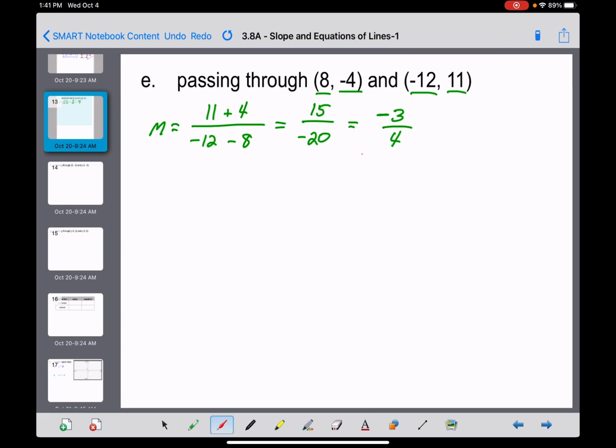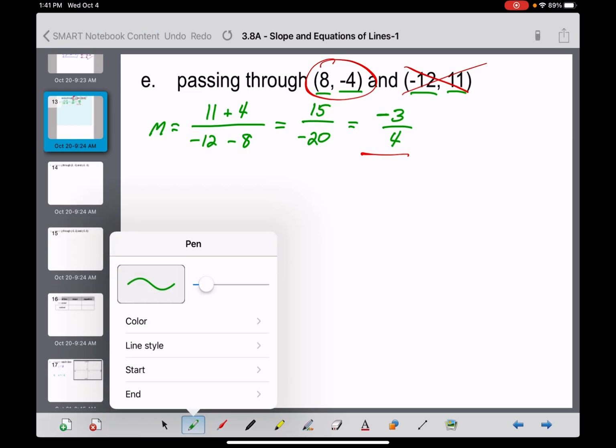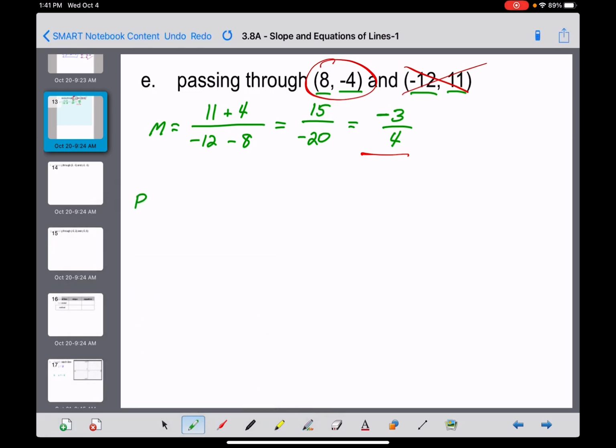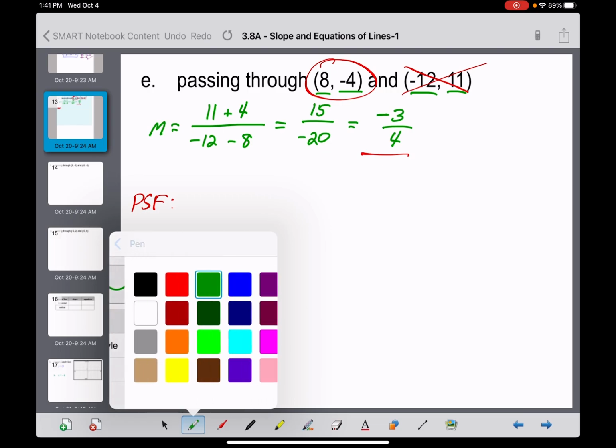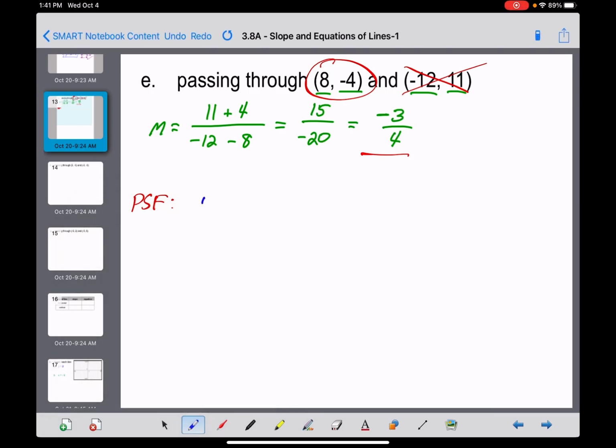All right, guys, we've got ourselves a slope, and we have to choose which point to use. Each of those points is one positive and one negative. So I'm going to go with this one and not use that guy for right now. We're going to go to point slope form first here because we know a point and we know our slope. So let me grab blue, and here we go. Y minus negative 4, that becomes a plus 4, equals your slope of negative 3/4, and then in parentheses, x minus the x coordinate here, which is 8.